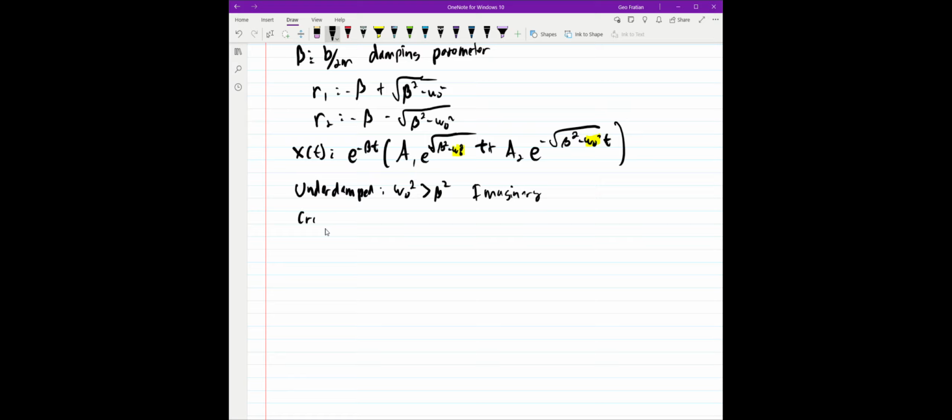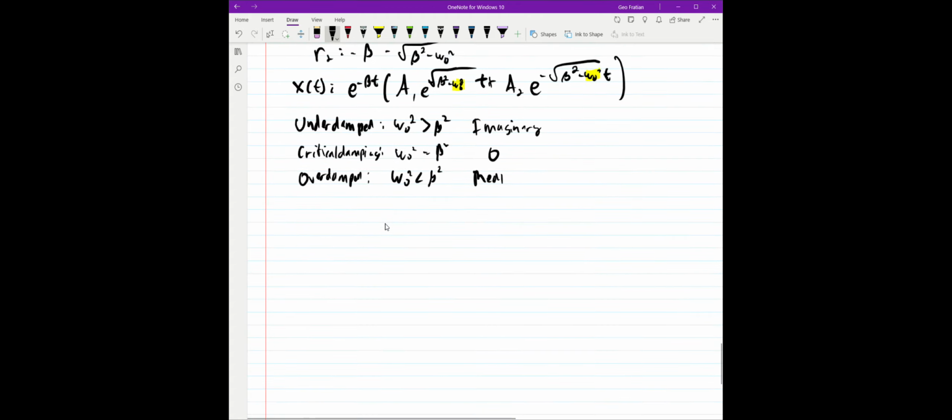And we have critical damping. So something that's critically damped: omega naught squared is equal to beta squared. Well, that means the square root just goes to 0, and you're like, oh, great. Now I just have basically a normal answer, something we've seen before. Okay? And then we have overdamped, where omega naught squared is less than beta squared. So it's real. So underdamped. Let's do underdamped first.